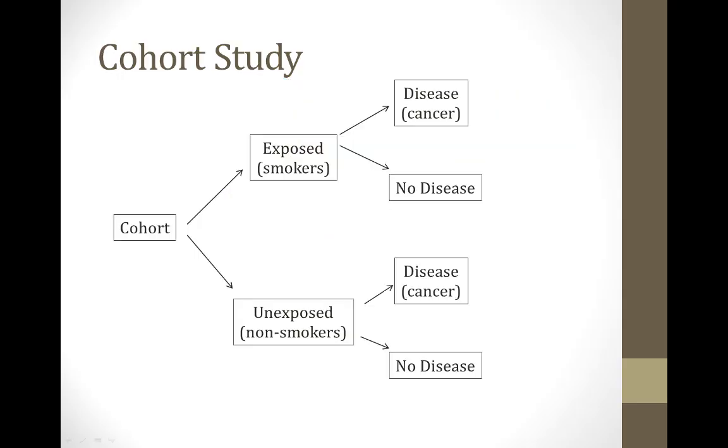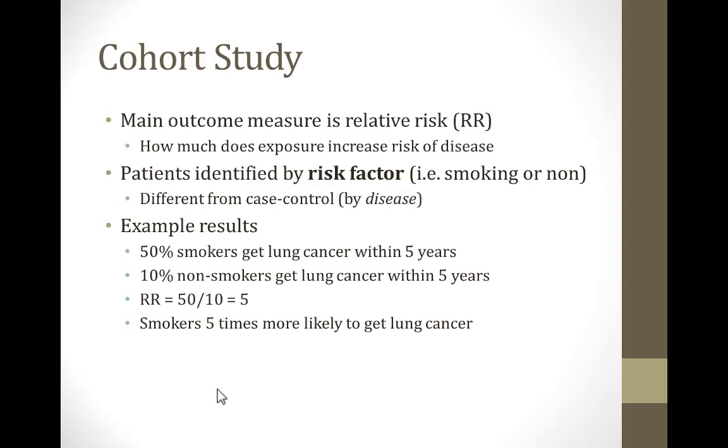So this is a schematic of how a cohort study is done. We find our patients, and remember, we find them based on whether they are exposed or not exposed to the risk factor. So in the case of smokers, we would find a cohort of people who are a mixture of smokers and non-smokers. And then we follow them over time and see how many smokers get disease like cancer or don't, and how many unexposed non-smokers get disease or don't. The main outcome measure of a cohort study is a relative risk, which is defined by the risk ratio. And in another module, I talk in detail about how to calculate a risk ratio.